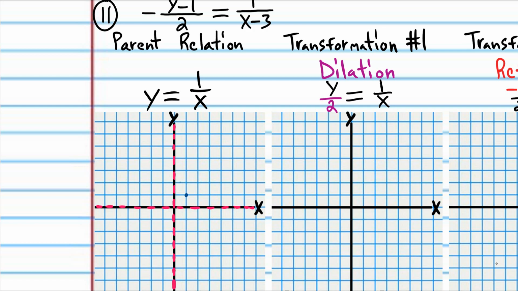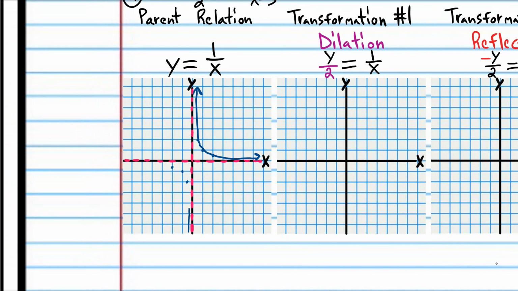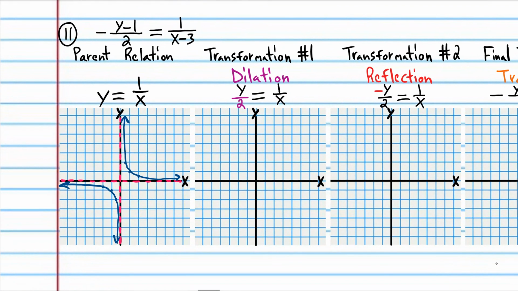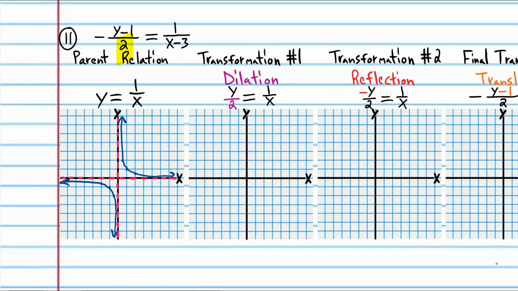1, 1; 1/2, 2; 2, 1/2; -1, -1; -1/2, -2; and -2, -1/2. Those 6 points are always the same for the parent reciprocal relation. Again, there are variations of the relation, but the parent relation always has those same 6 points. So now you see we're dividing y by 2. So we're going to rewrite this equation over here, except we're going to replace y with y divided by 2. So we're going to multiply all the y values by 2.